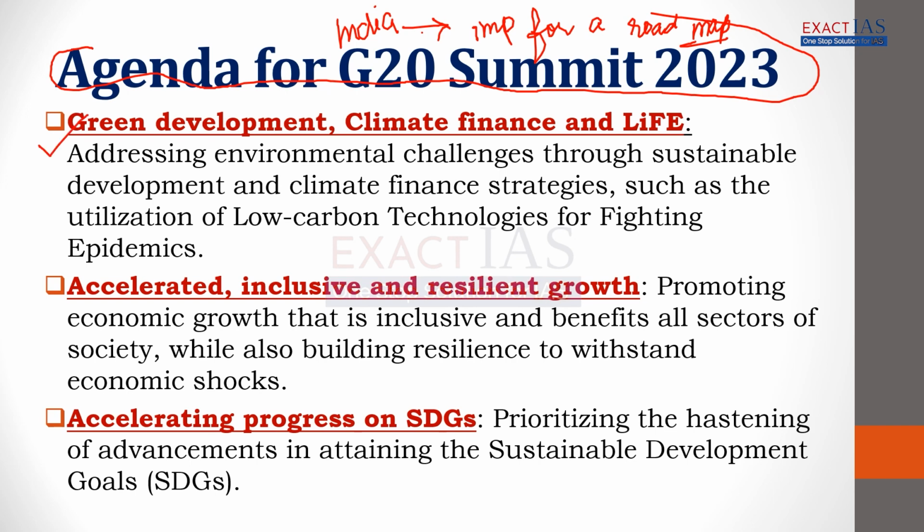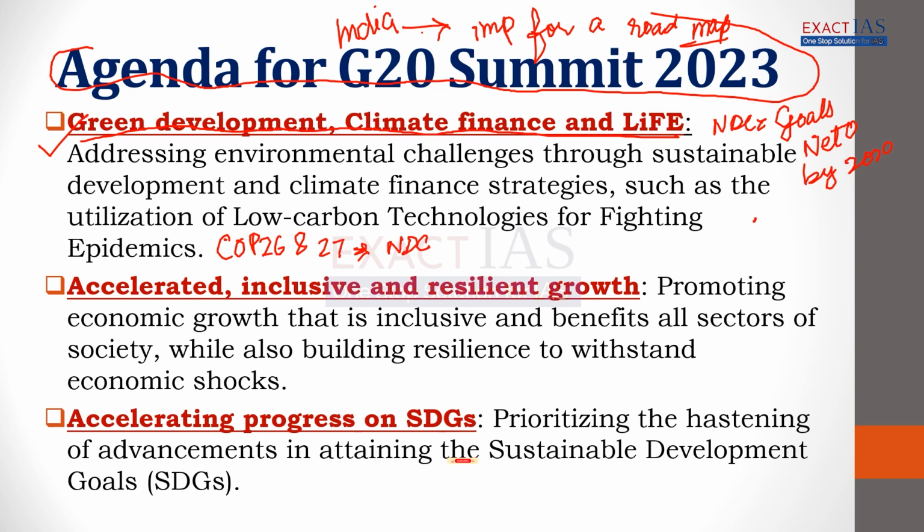Number 1 is green development, climate finance and LiFE. तो आपको शायद पता होगा that in the Conference of Parties 26 and 27, India laid down and updated its nationally determined contribution. So basically NDCs are such goals that a country sets for itself. And these goals will, in the longer run, help the country mitigate climate change or global warming. So, India's NDC included net zero emissions by 2070, then increase the share of non fossil fuel capacity to 50% by 2030, overall, reduce the greenhouse gas emissions and increase carbon sinks, etc.